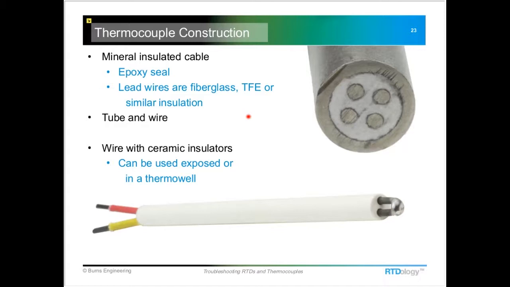Another style of thermocouple construction is tube and wire, which is exactly what it says. It's just a tube with some thermocouple wires run down inside of it. And this other type on the bottom here is just a couple of thermocouple wires with some ceramic insulators around it. Sometimes these are used as an exposed junction, where the hot junction will be exposed right to the process. Sometimes these are installed into a thermowell, or even just a small tube, either a metal or ceramic tube.